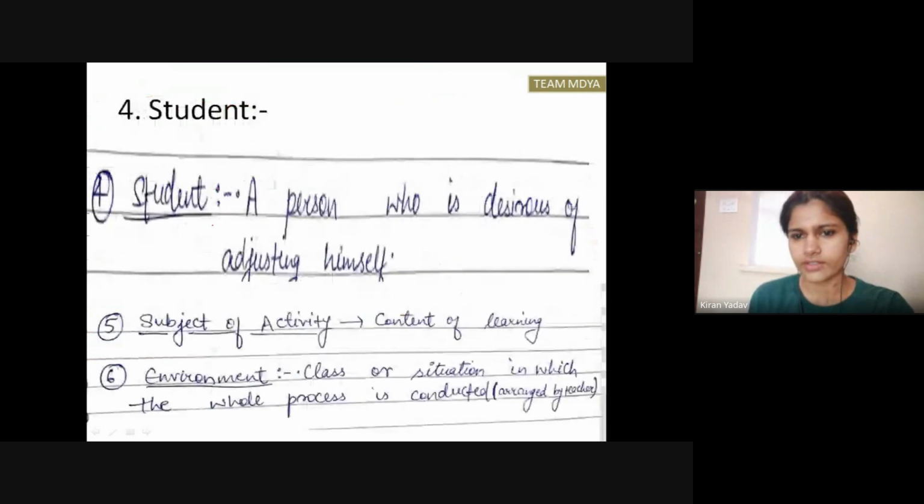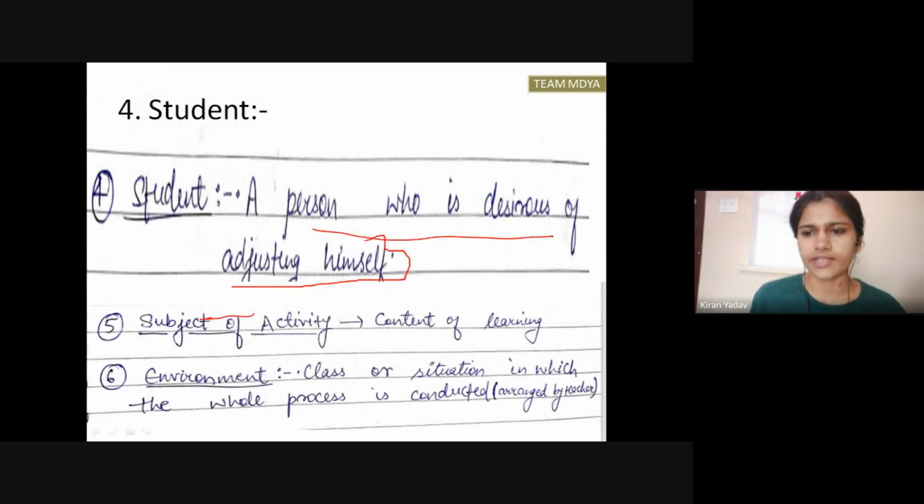After that, the fourth one is student. A student is a person who is desirous of adjusting himself. If the student is not desirous to learn anything, then the teacher won't be able to teach him anything. So the student plays the main role in the whole teaching learning process.